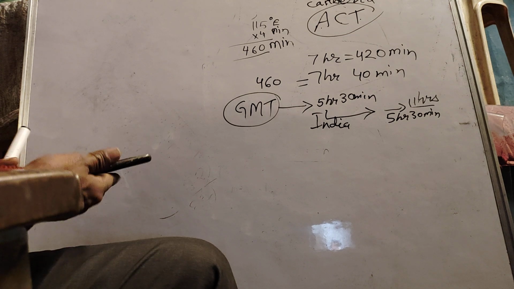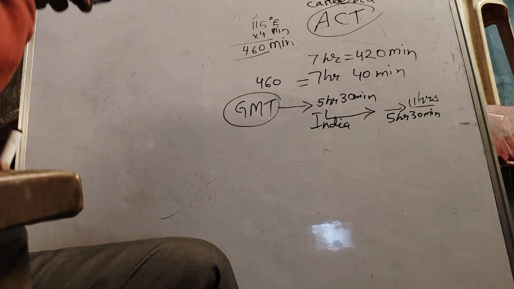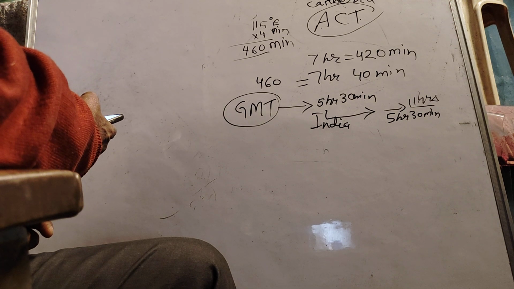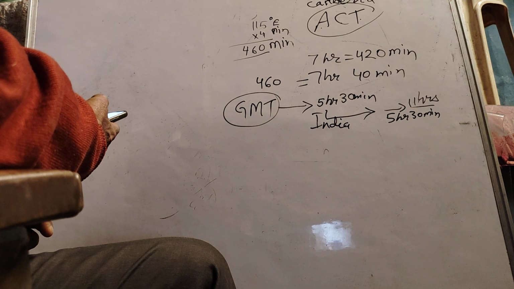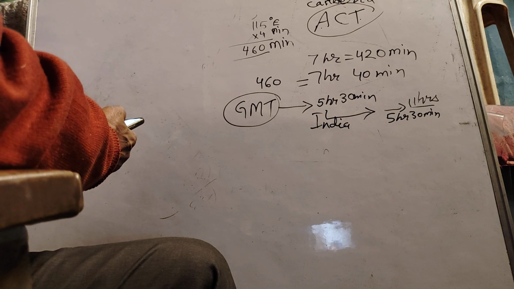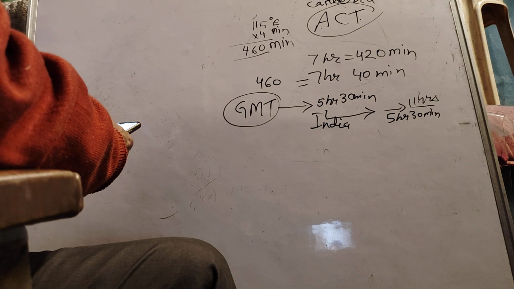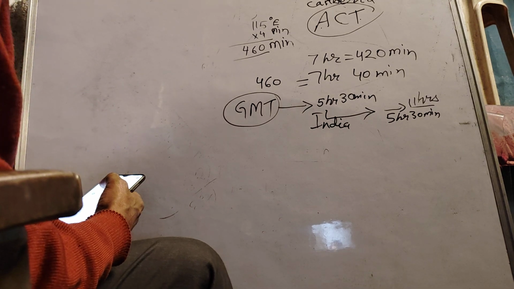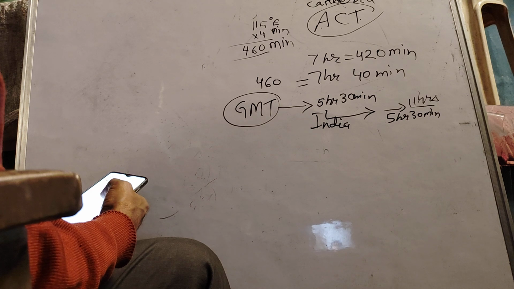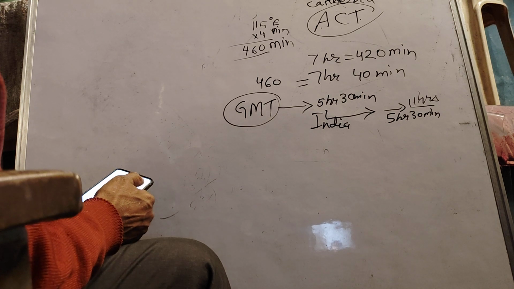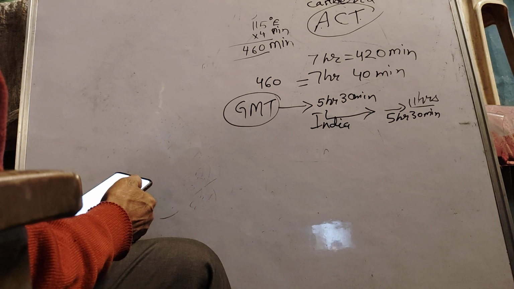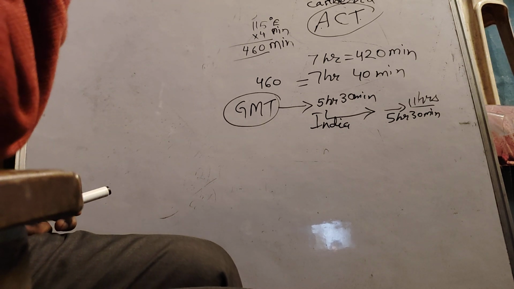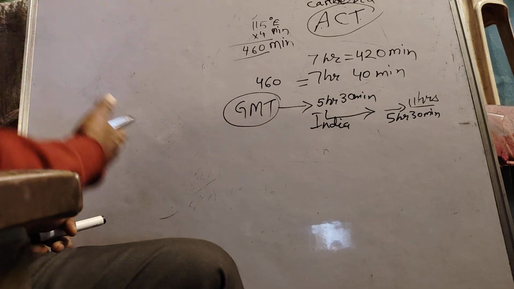So opposite to Australia, which country is opposite to Australia? Do you know? What do you mean by opposite? Opposite means time is different. The day is different than Australia time.